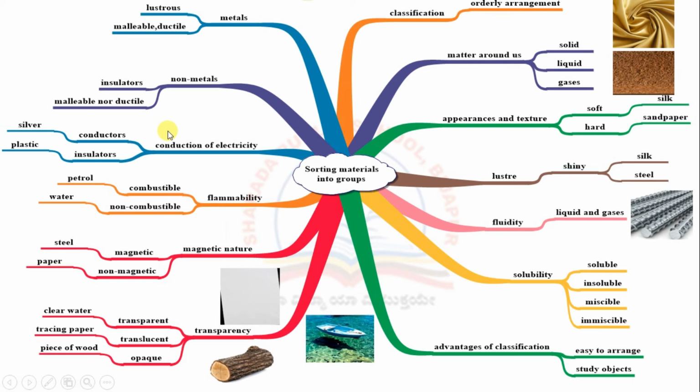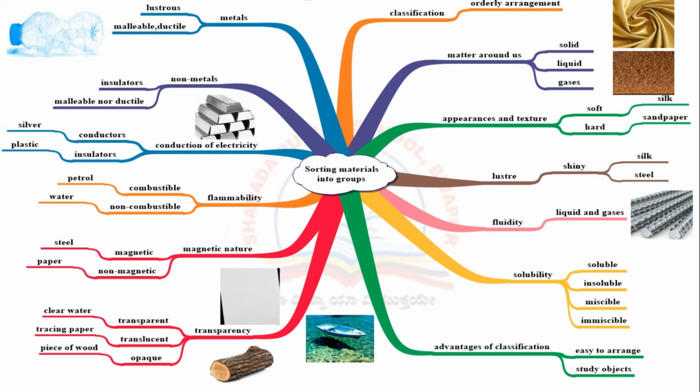Let us learn about conduction of electricity. Conductors. Objects that allow heat and electricity to pass through them are known as conductors. Example, silver. Insulators. Objects that do not allow heat and electricity to pass through are known as insulators. Example, plastic. Let us learn about nonmetals.